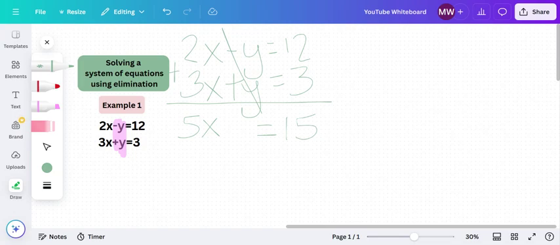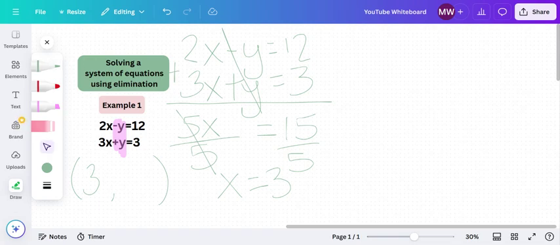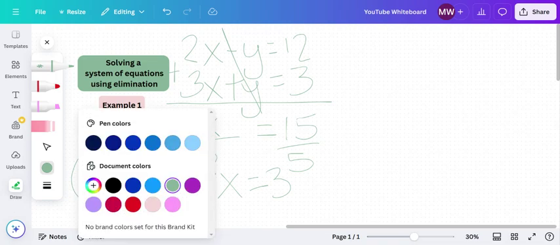Now I just have one step to get x all by itself. I have to get rid of that 5. Since 5 is being multiplied by x, I'm going to divide by 5 so that it cancels out. I have to do the same thing on both sides, so I get x equals 3. So we write our solutions to a system of equations as an ordered pair. We just figured out x, so 3 goes in our first spot in our ordered pair.